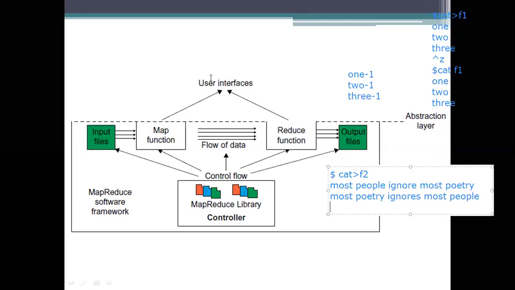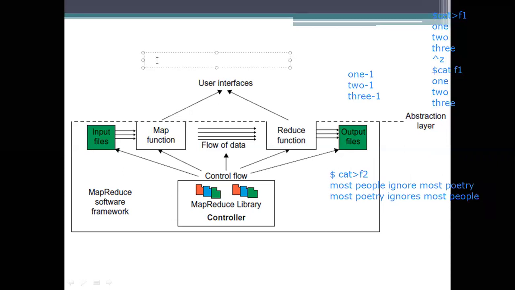Here, how it is going to divide or process is that it considers what elements have been used. If we look at this input file, the text is: most people ignore most poetry, and most poetry ignores most people. So the map function will take the elements we are using in these lines. First it will split that up. The first line has 5 elements.